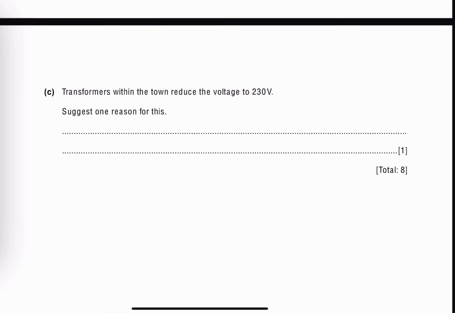Okay. In part C, the transformer within the town reduces the voltage to 230. Suggest one reason for this. Less voltage means less insulation needed, or we can say that it is safe to use.